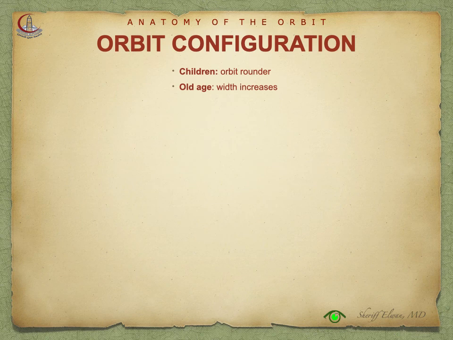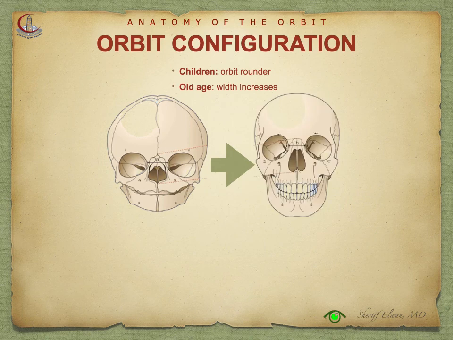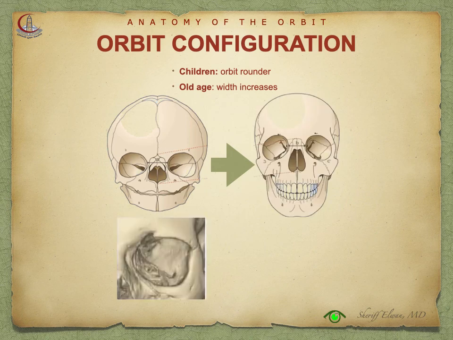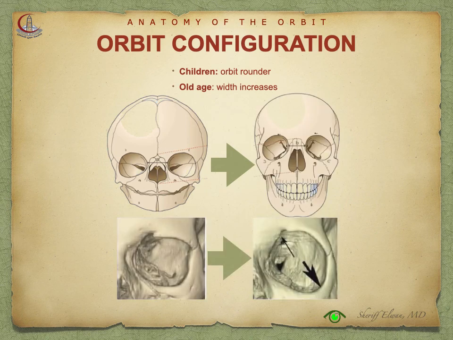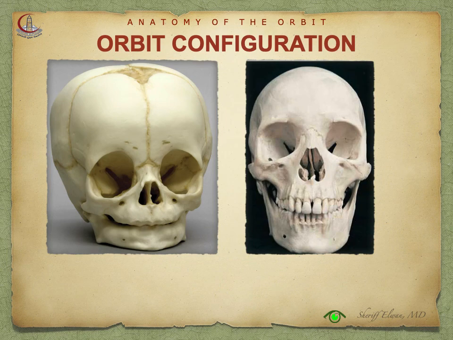In children, however, the orbits are rounder, and with passage of age, there is an increase in the width. So, in children, a round orbit and a squared orbit in adults. Here is the child skull, and this is the adult skull.